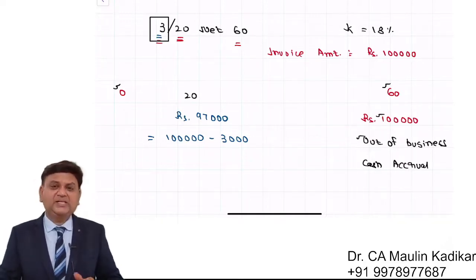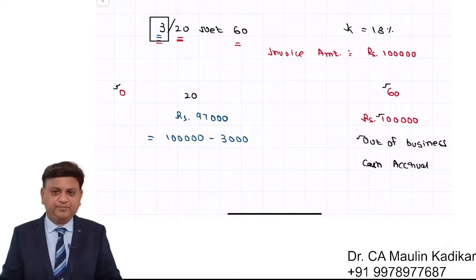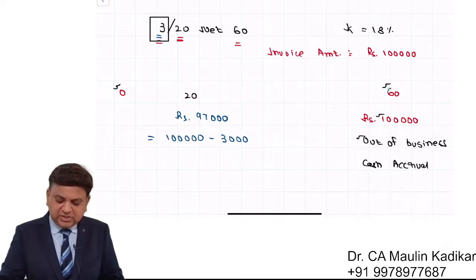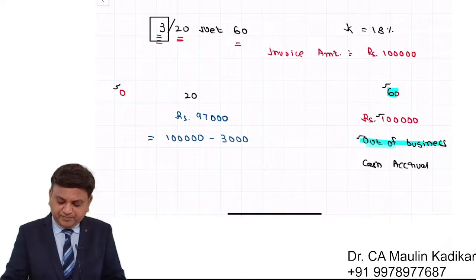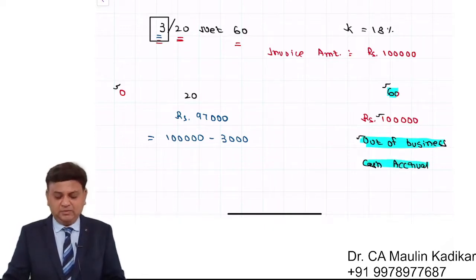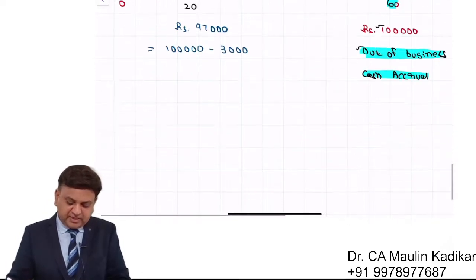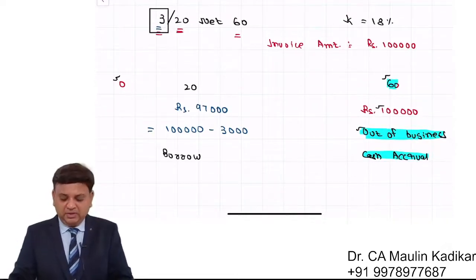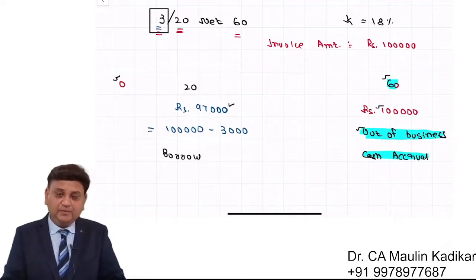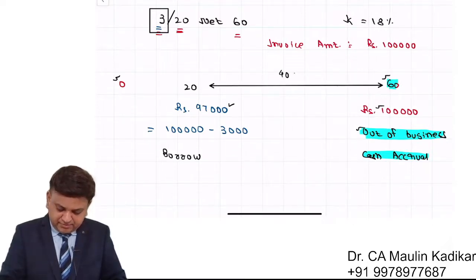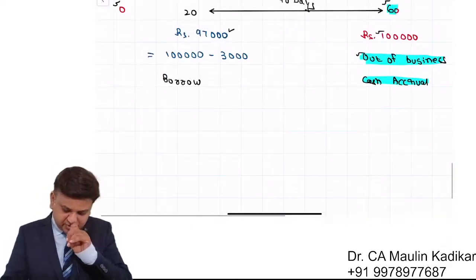Now let us assume that we don't have sufficient funds for making payment to the supplier early. Usually on the 60th day, we were paying out of the business cash accrual. However, let us say that in order to make early payment, we don't have funds. So we have to borrow for the purpose of making early payment to the supplier. What is the amount that we are supposed to borrow? Of course, we have to borrow an amount of 97,000, for a time period of 40 days. So we understand something like this logically.